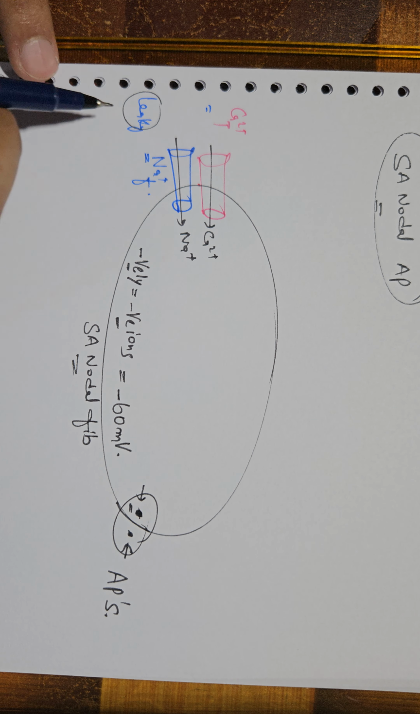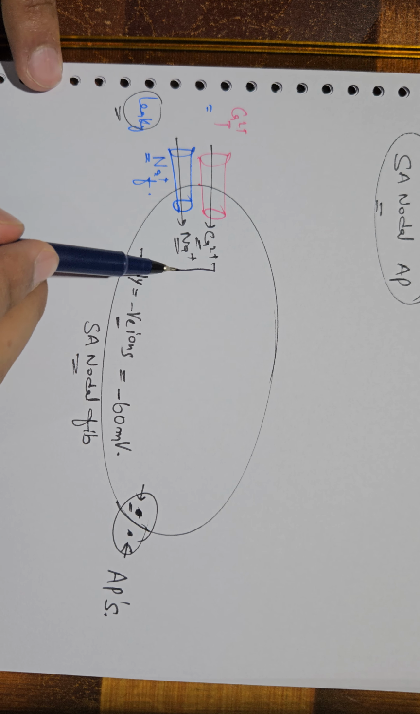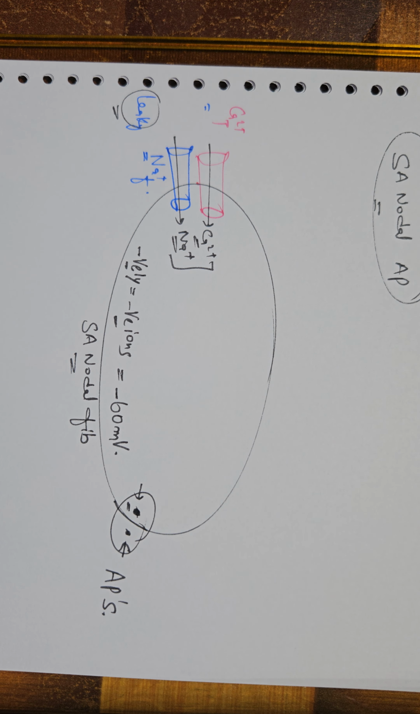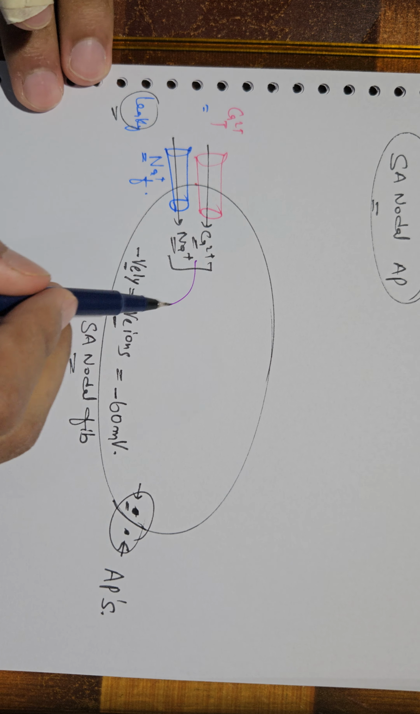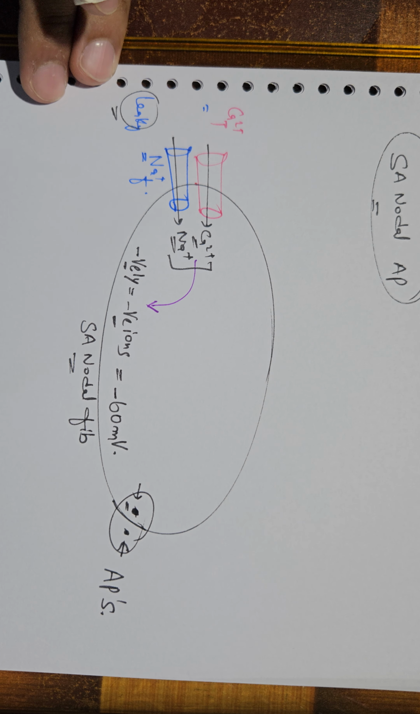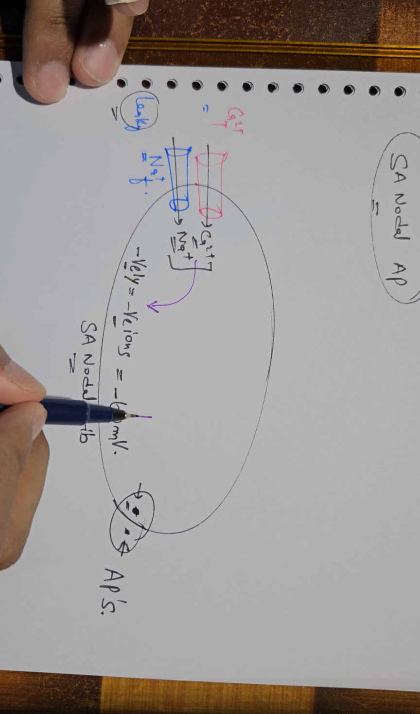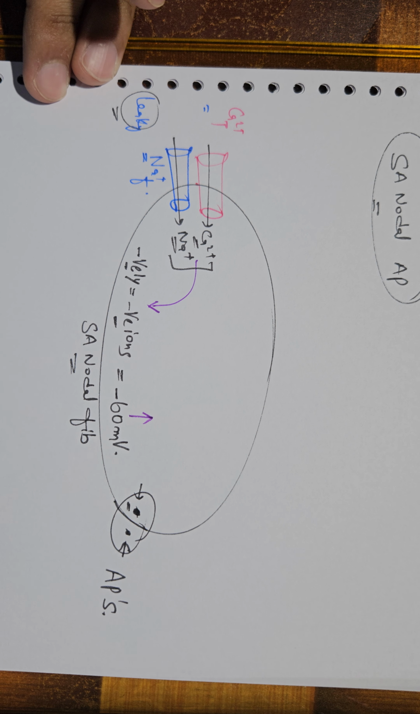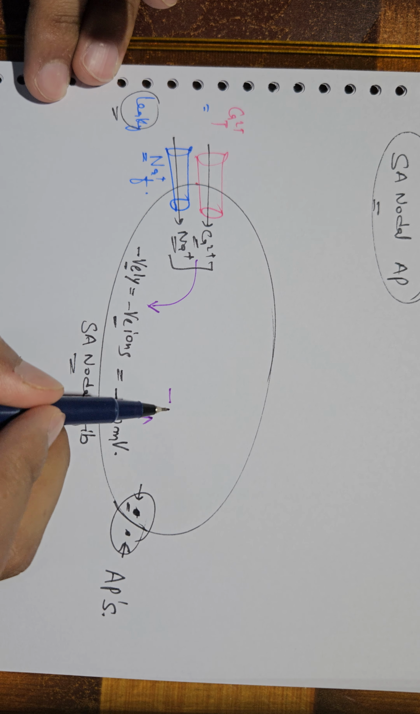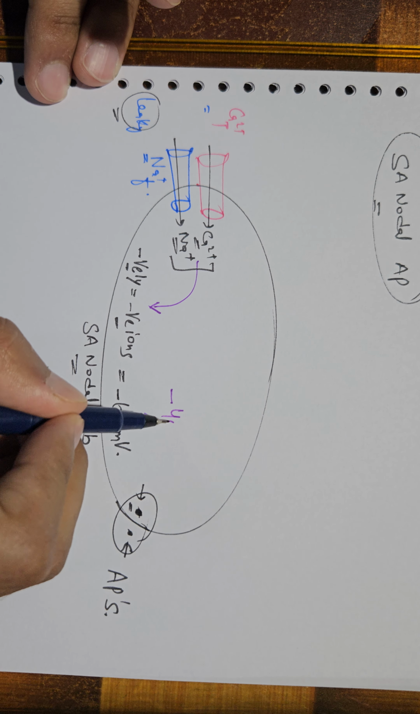Clear? So they are leaky channels. Through these channels, there is an influx of calcium and sodium. And what does this positive charge do? This positive charge neutralizes these negative ions, and due to the neutralization, this minus 60 millivolt potential goes towards a less negative value. It becomes minus 50, then minus 40 millivolt.